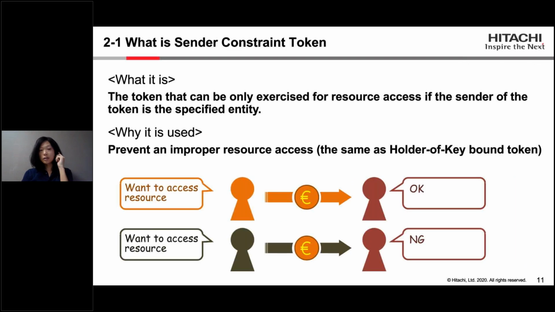So the sender constraint token is the token that can only be exercised if the sender of this token is the specified entity. It can be used to prevent improper resource access by a malicious entity, the same as the holder-bound token can do.